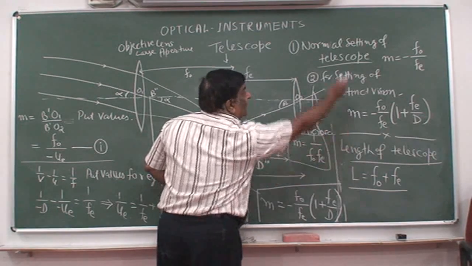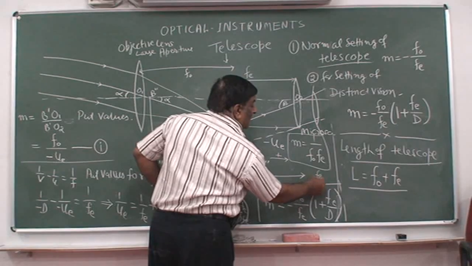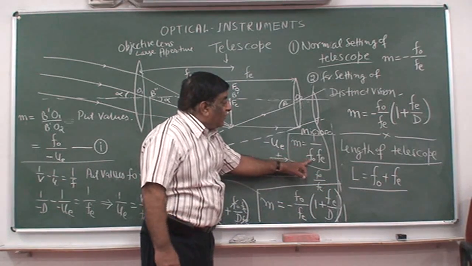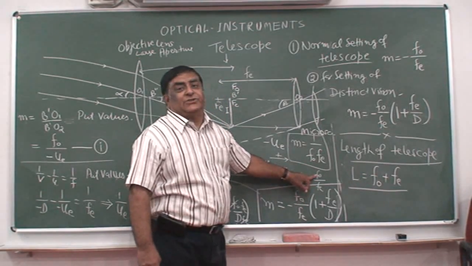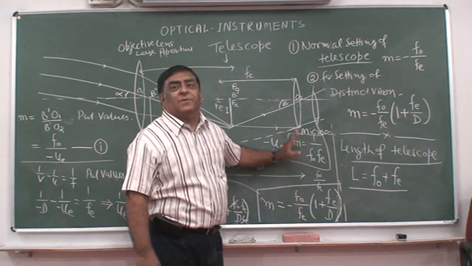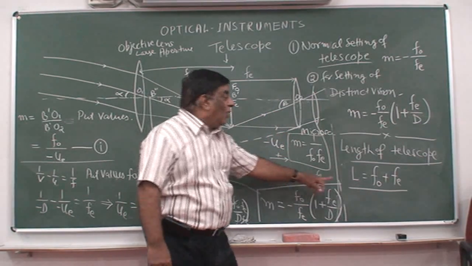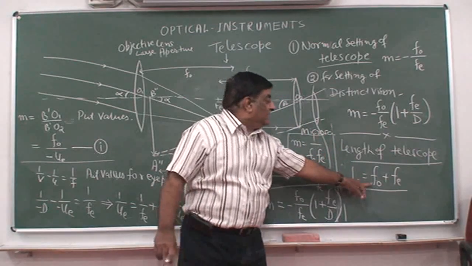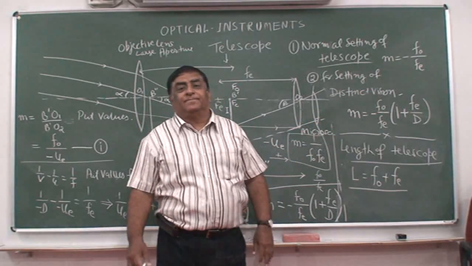And for telescope, it has come FO upon FE. FO is in the numerator. So in microscope, FO should be small. In telescope, FO should be large. This is the difference between microscope and telescope. In microscope, these two are small, so the length of microscope is small. In telescope, this FO is large, so the length of telescope is large.